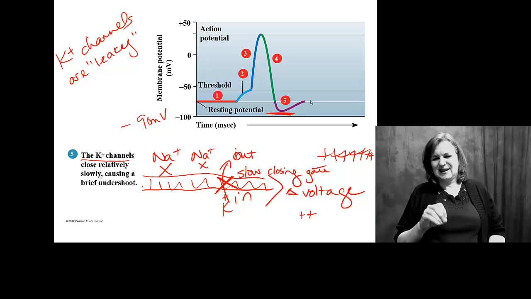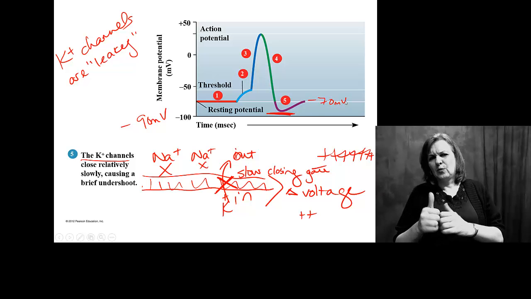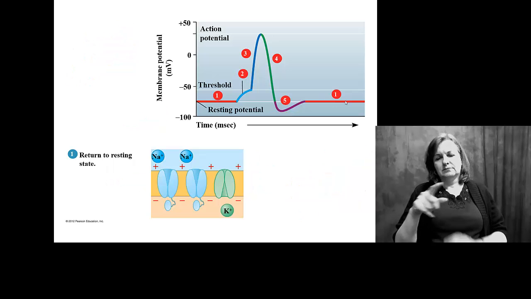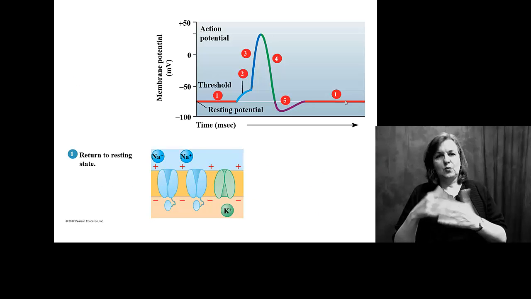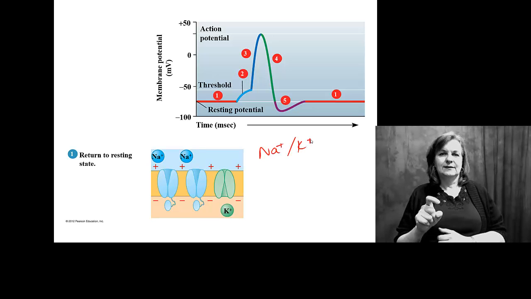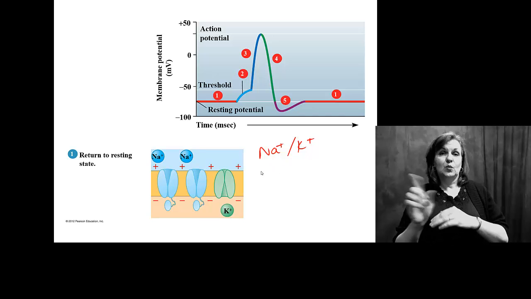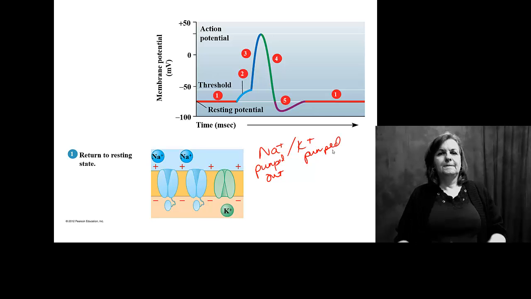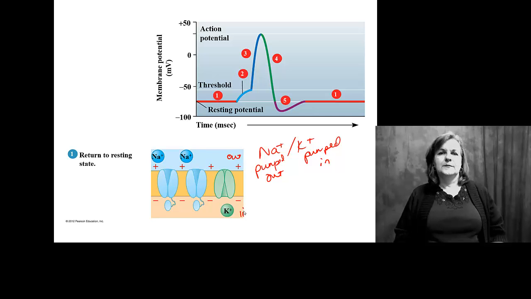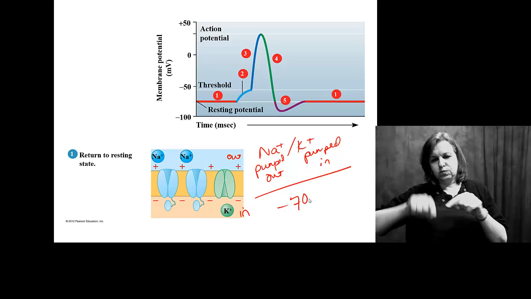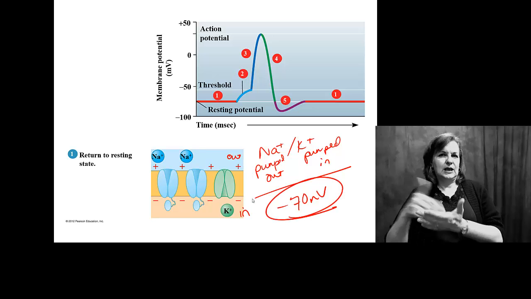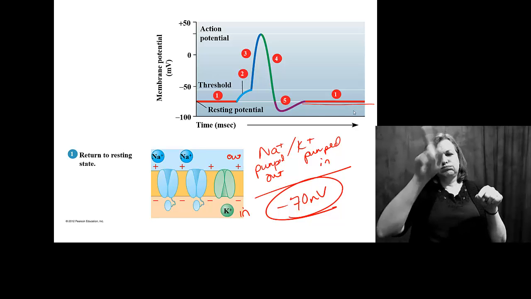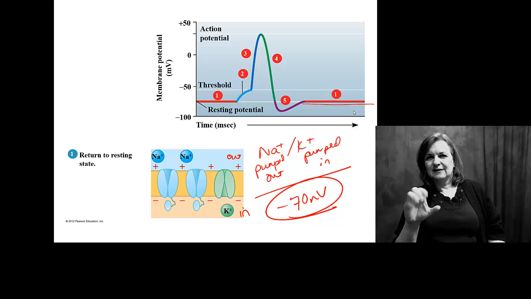Well, we don't want to be at minus 90. We want to be at minus 70. So how do we come back? We're going to need those sodium-potassium pumps we've talked about before. To return to a resting state, we're going to need sodium and potassium to be pumped where they're supposed to be. So sodium gets pumped out, potassium gets pumped in, and we eventually get back to that minus 70 millivolts that we wanted at rest. And you see that we return to rest. This all happens in milliseconds. It's a very, very fast process.